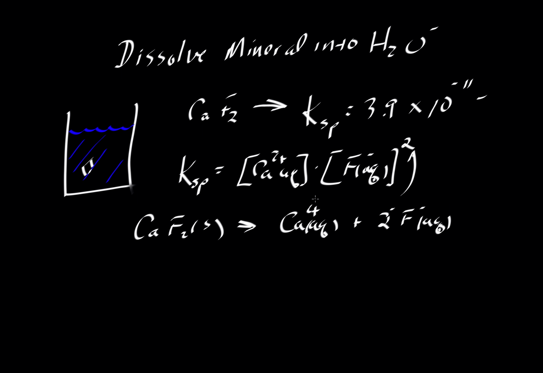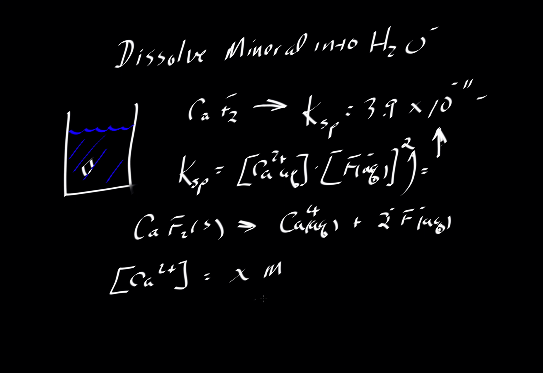We're going to assume that the system is ideal. So in theory these are activities, but we'll let the activity be equal to the concentration. And this whole thing is equal to the value up here, 3.9 times 10 to the minus 11. Let's let the concentration of calcium in aqueous solution be equal to X, and let X be in moles per liter, so we'll just have M for molarity.